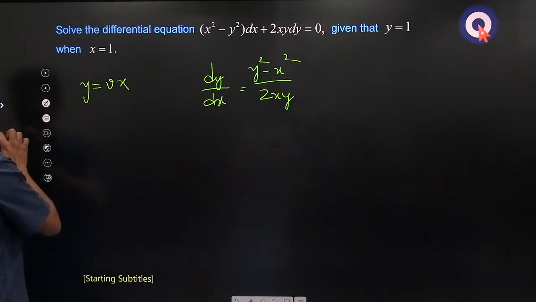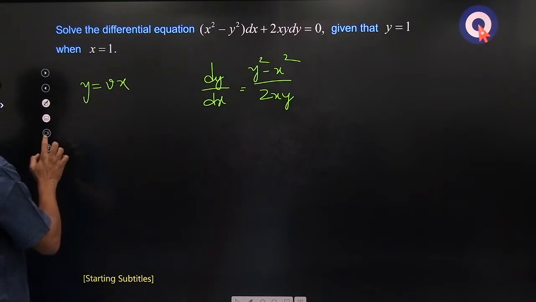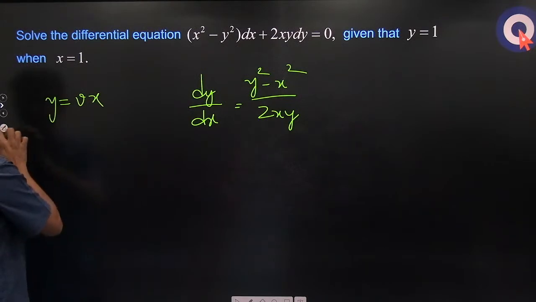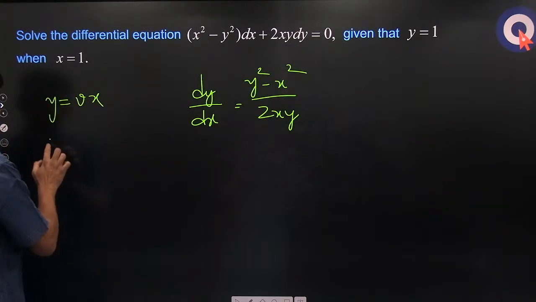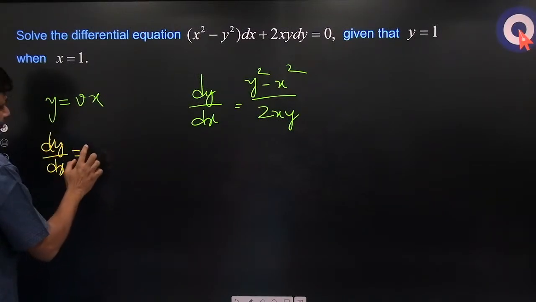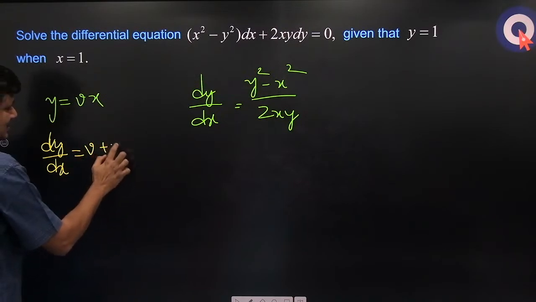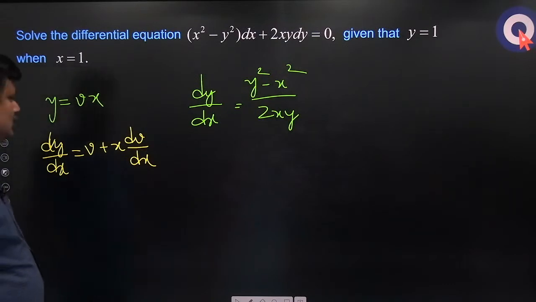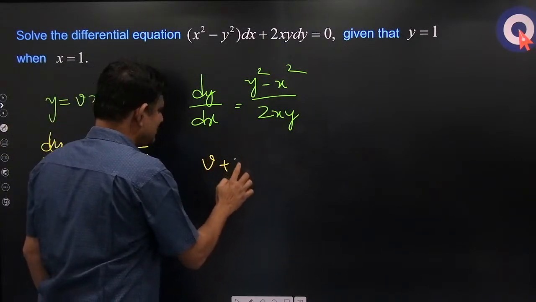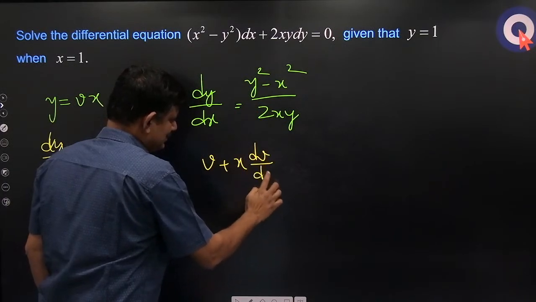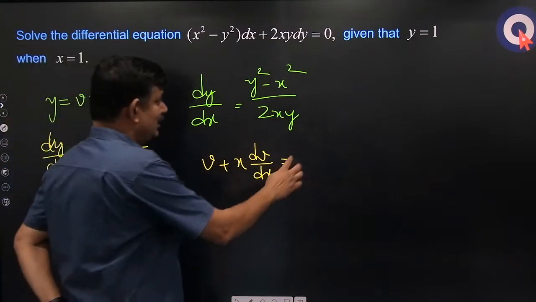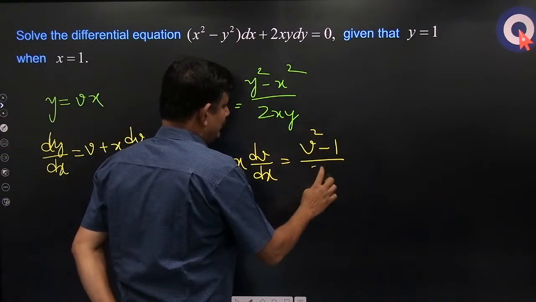Y is equal to vx जाने से क्या हो जाएगा, dy by dx will be equal to v plus x dv by dx. So this is v plus x dv by dx is equal to, divide numerator and denominator by x square, this will be v square minus 1 by 2v.